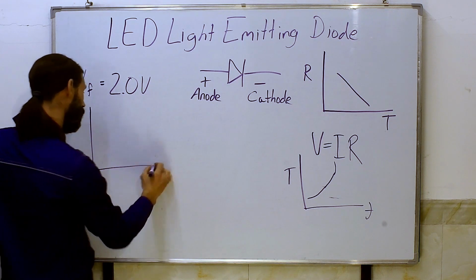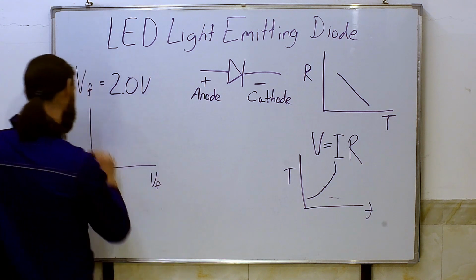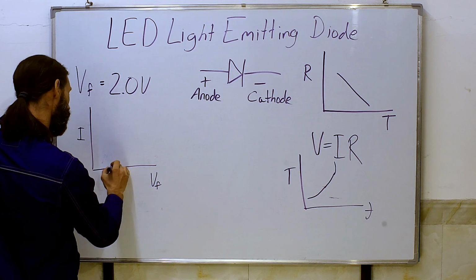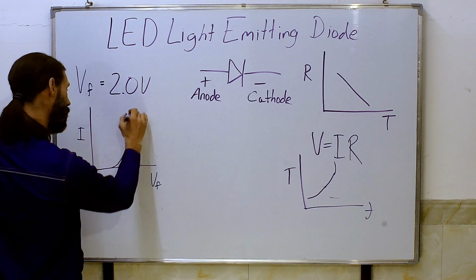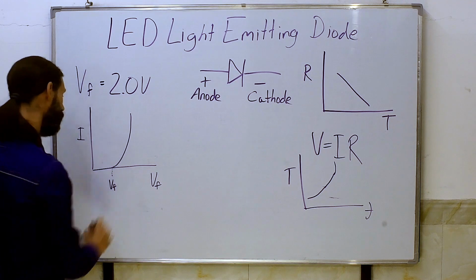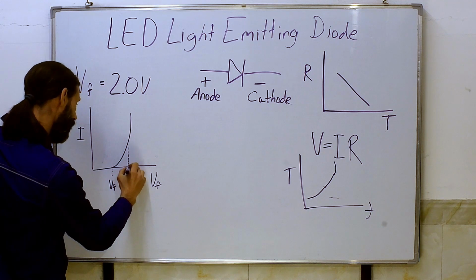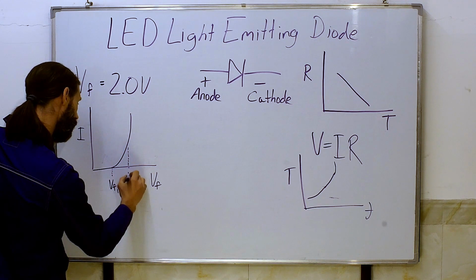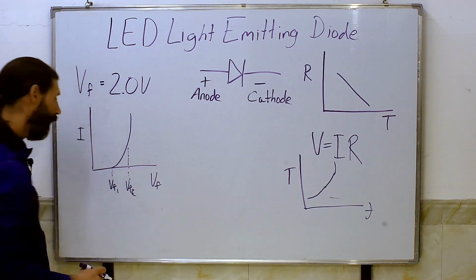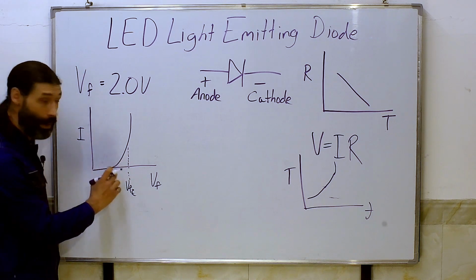Now, if we look at our forward voltage versus current, they start conducting and then they very quickly go up. So this would be our initial VF, but the point at which the current is super high is not very far away at all. And that means it's very hard to control an LED by varying the voltage.